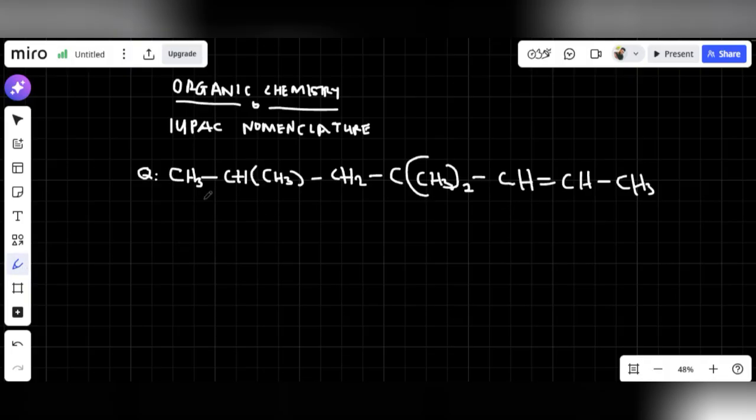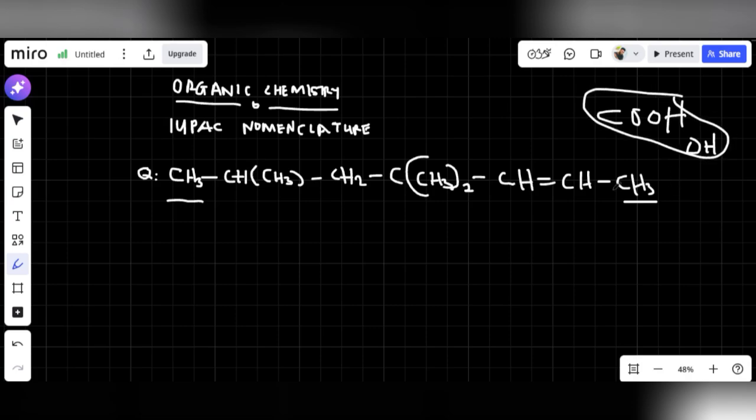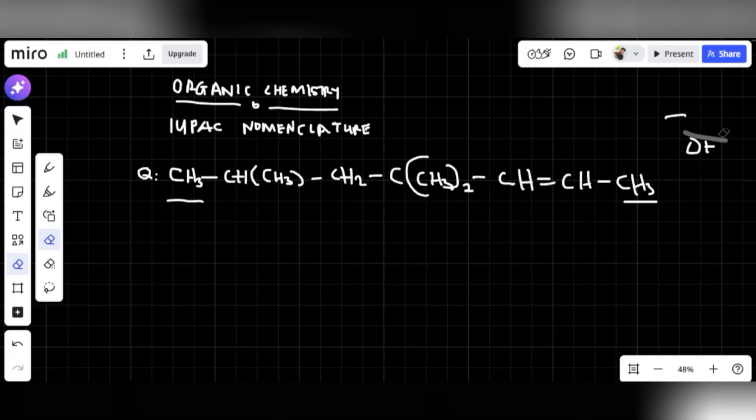Now before I draw out the structure of this particular organic compound, I want to say something. Your organic compound must start and end with CH3 always, except in cases where you have a functional group like COOH or OH. Those are the exceptions. But in a setting like this particular question, it should start with CH3 and end with CH3, because your first carbon has to have 3 hydrogens attached to it.